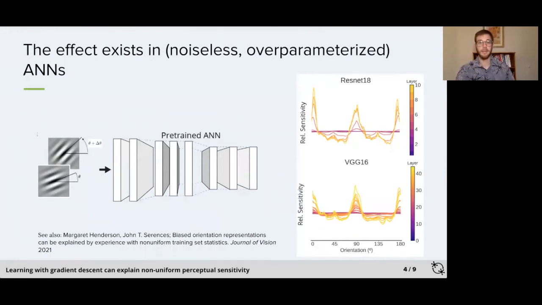and that this pattern matches that of humans. This is notable because these networks are noiseless in their processing and are large enough to represent images perfectly, at least in principle. So what this means is that we can't explain this effect with a framework of optimal coding despite noise.